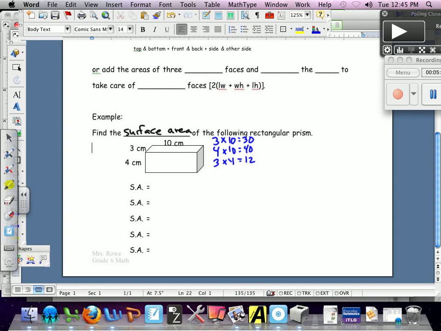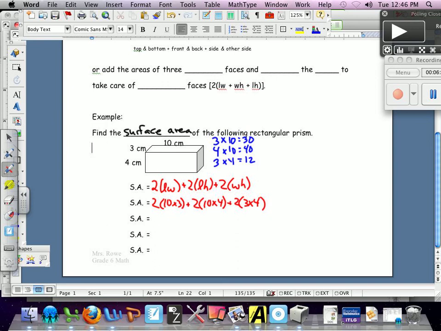Now for the formal write-up, I'm going to write this whole idea as a formula. So 2 of the length times width, 2 of the length times height, and 2 of the width times height. So in this particular case, 2 of the 10 times 3, and 2 of the 10 times 4, and 2 of the 3 times 4. So I'm formally writing this down as a formula, and you're going to see this on one of the sides of your homework, where they have it as a formula like this.